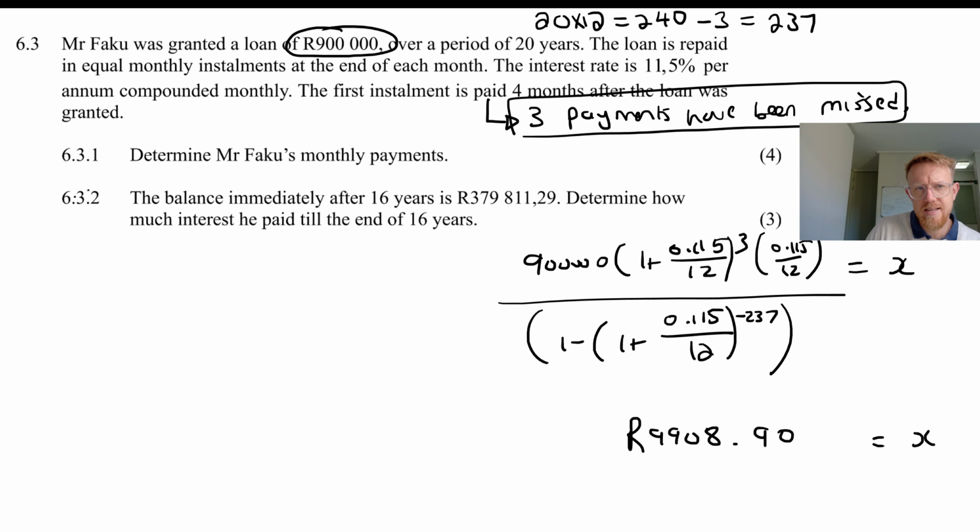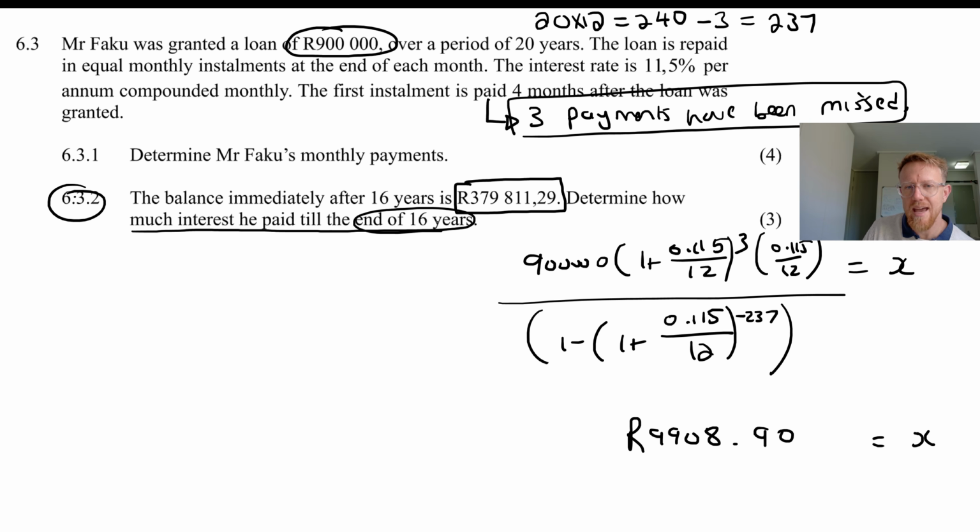Okay, this question over here says, calculate the balance immediately after 16 years. So what they're saying there, guys, is remember that Mr. Faku has to pay back this loan over 20 years. And after 16 years, he walks into the bank and he asks the bank, hey, bank, how much do I still owe you? And they say, you still owe us this amount over here. This part says, determine how much interest he paid till the end of those 16 years.